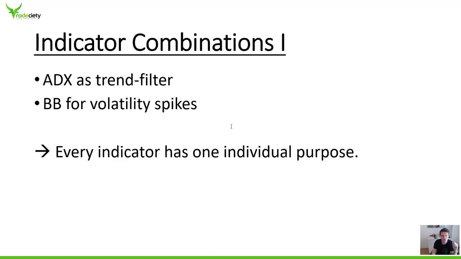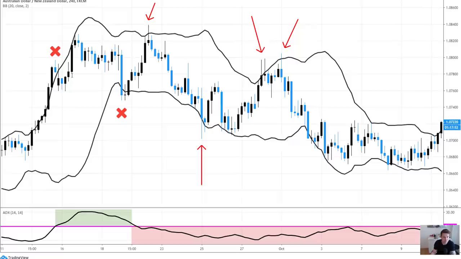So indicator combination 1, you could use the ADX as a trend filter. The ADX is a great tool when it comes to differentiating between trends or range markets. I will show you this in the next chart. Bollinger Bands are great for volatility spikes, and very, very important: every indicator has one individual purpose. So you're not going to look to the Bollinger Bands for anything else. You're only going to look for volatility spikes. You're not going to use the ADX for anything else but as a trend filter to differentiate between trending markets and range markets. Very important.